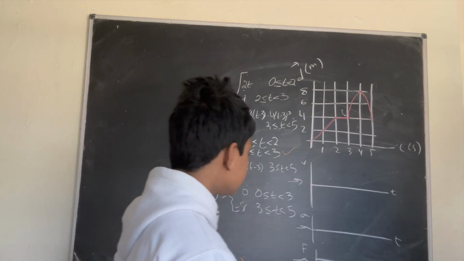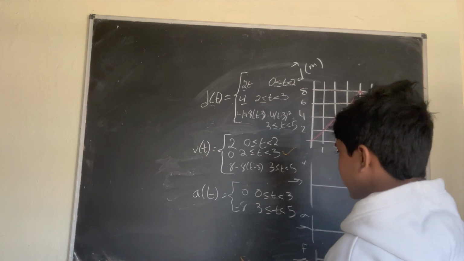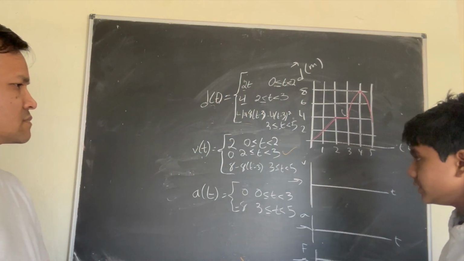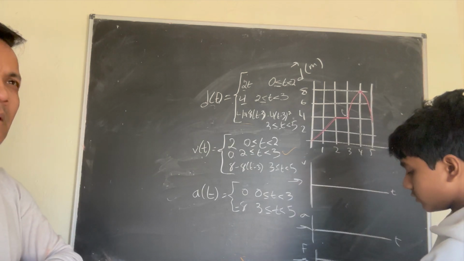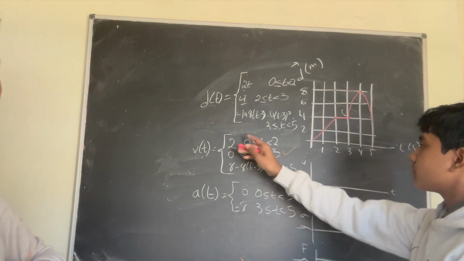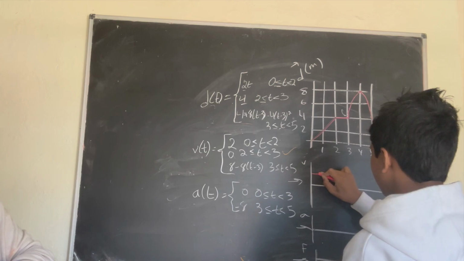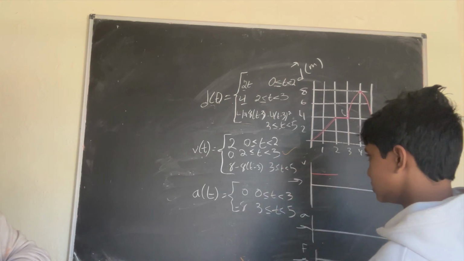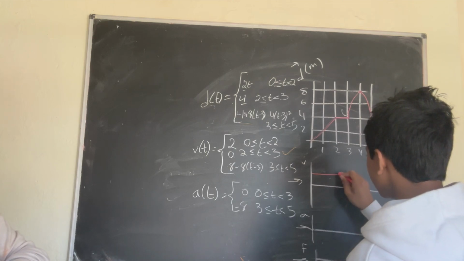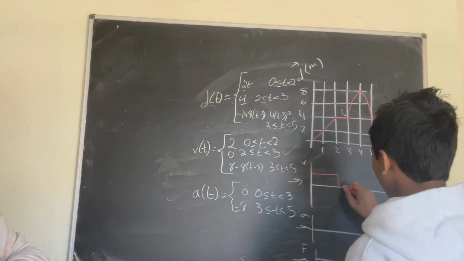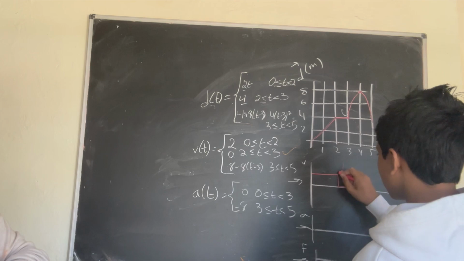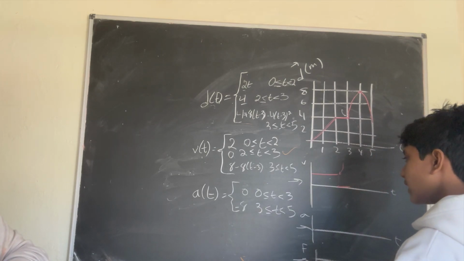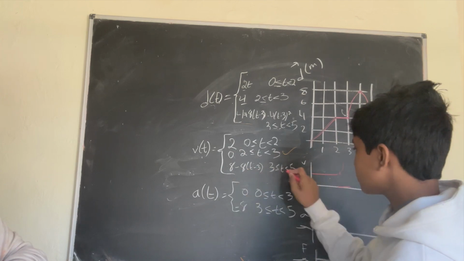Alright, so what do we get over here? V of t, how do we draw this? We have 2 from 0 to 2 seconds, then we have 0 from 2 to 3. So you can already see a discontinuity right here. That's why I'll make it look like this. And then we have a jump over here.